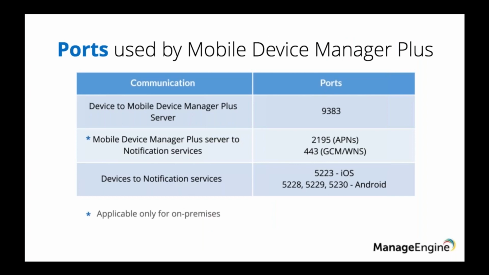As discussed earlier, there is a lot of communication that happens between the Mobile Device Manager Plus server, the push notification services, and the managed devices. Now, to ensure secure and fast communication between all of these three major components, here is a list of ports that need to be kept open at all times. For example, for secure communication between the device and the Mobile Device Manager Plus server, the inbound port 9383 needs to be open. It's important to note that some of these ports are applicable only for the on-premises version of the product.